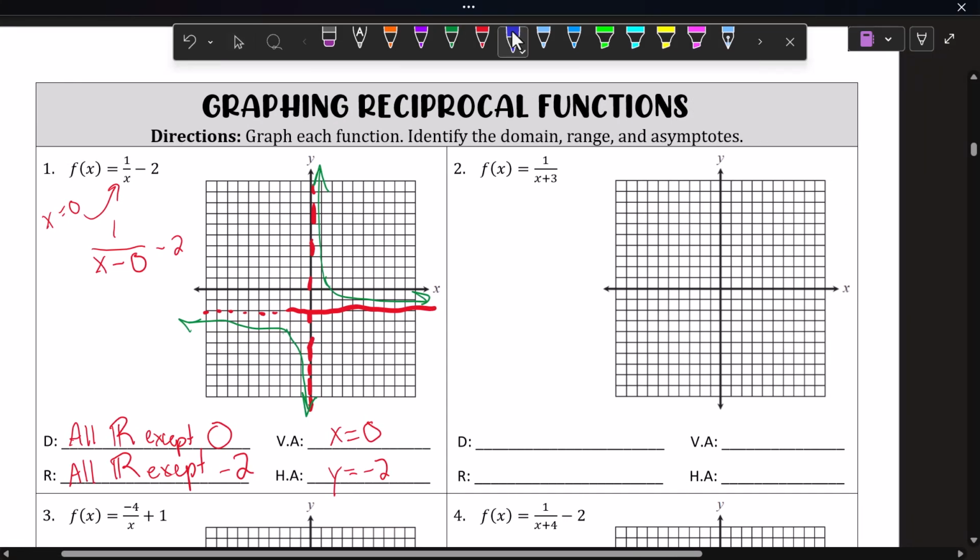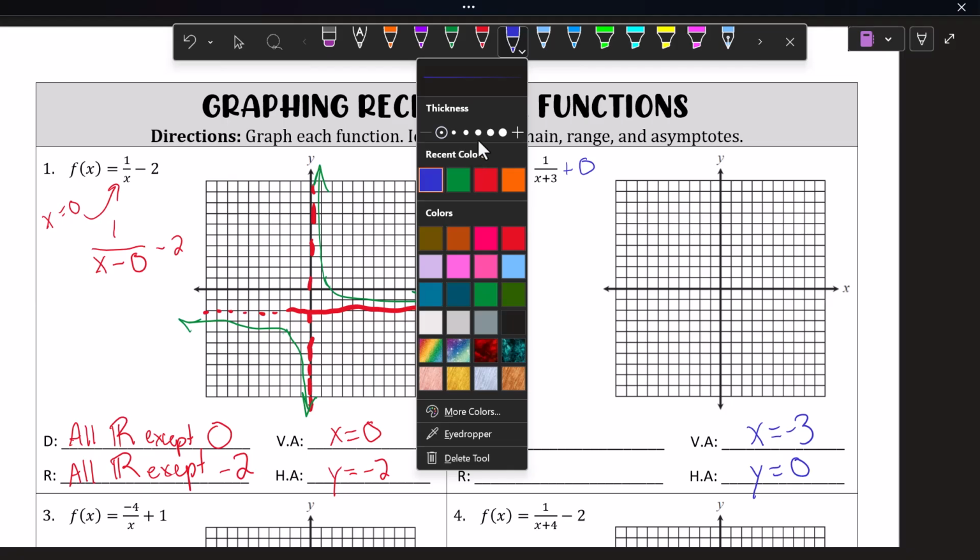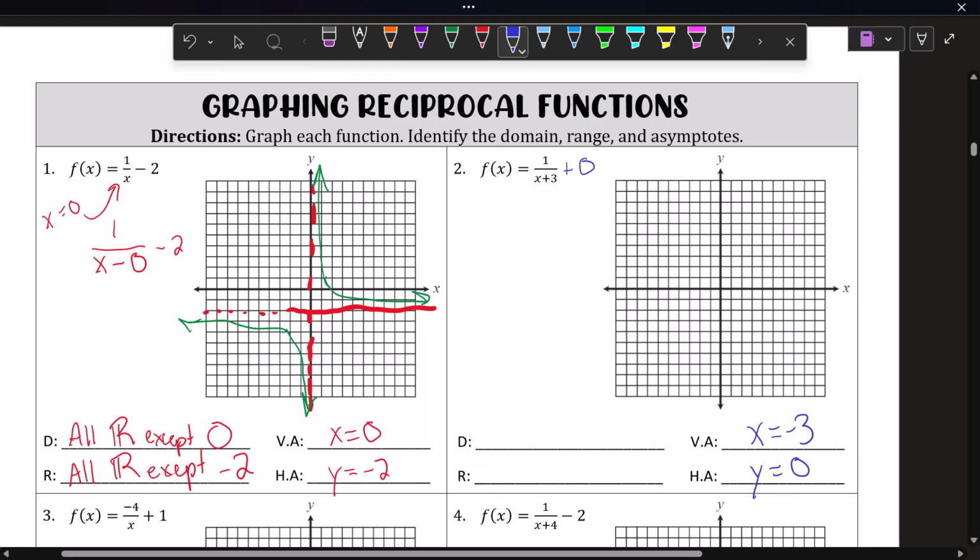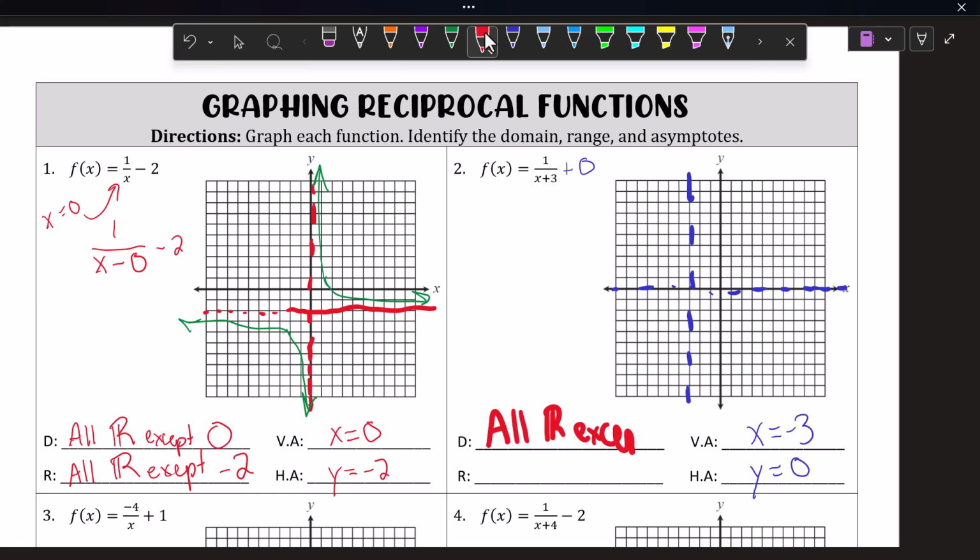That's number 1. Number 2, we could add a plus 0 at the end so that we have our k. Our vertical asymptote is x equals -3, and our horizontal asymptote is y equals 0. So our vertical asymptote at x equals -3 is there. Y equals 0 is really our x-axis. So our domain is all reals except, well, -3, because it can't be that. That's our force field.